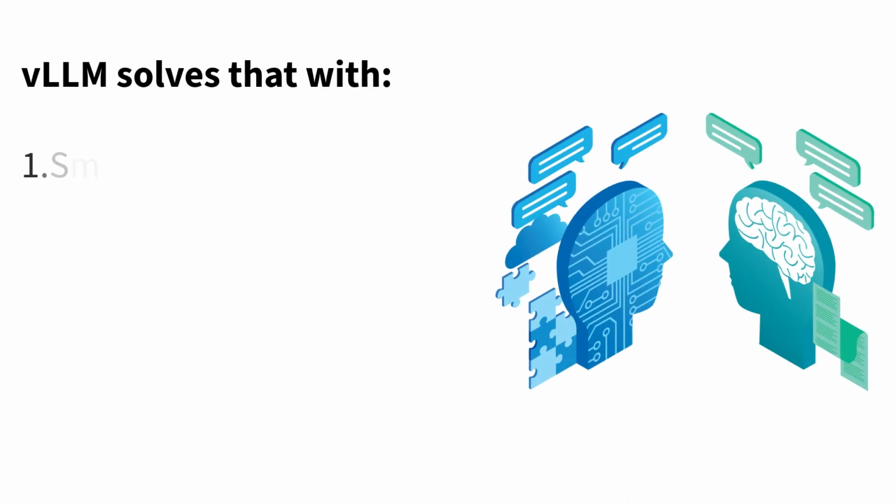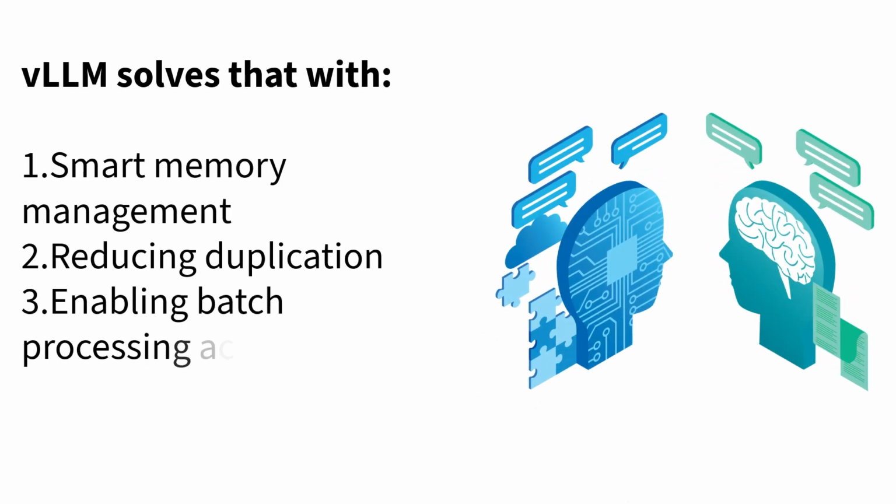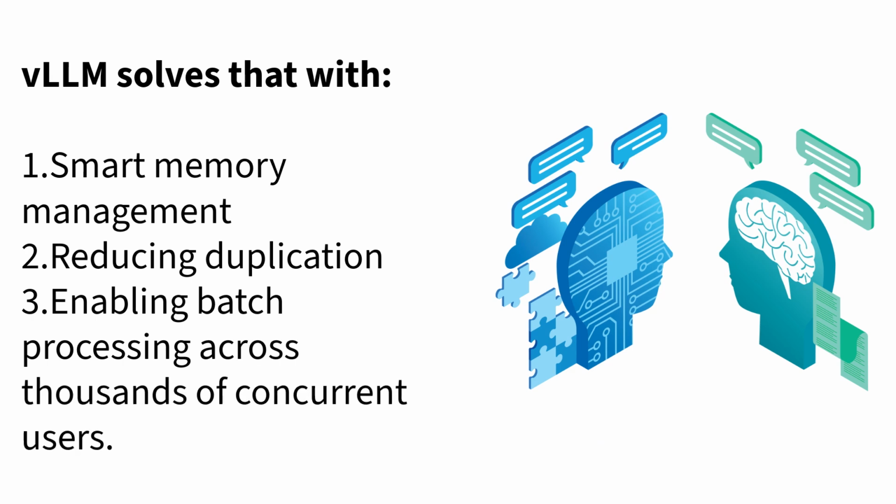vLLM uses a novel technique called paged attention, which changes how attention is computed during generation. With traditional LLMs, when users send long inputs, the system has to store and reprocess all the tokens every time it generates a new word, which is slow and memory hungry. vLLM solves that with smart memory management, reducing duplication and enabling batch processing across thousands of concurrent users.